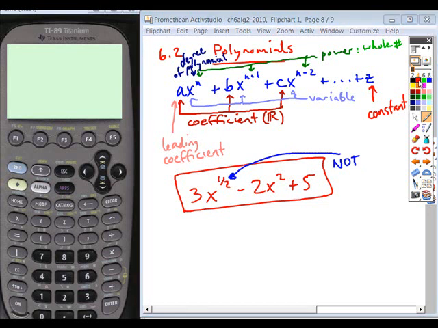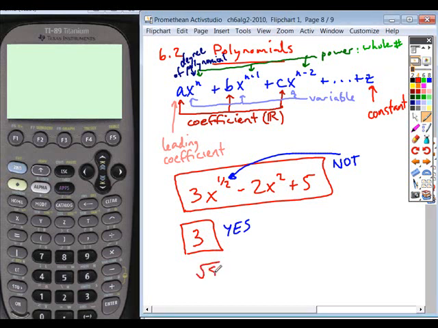And what if I gave you something that looked like this? Does this fit the form of a polynomial? Yeah, it's just the constant, right? Nothing else exists. It's just the constant. So this is a polynomial. And again, it's just referred to as the constant, or a constant.